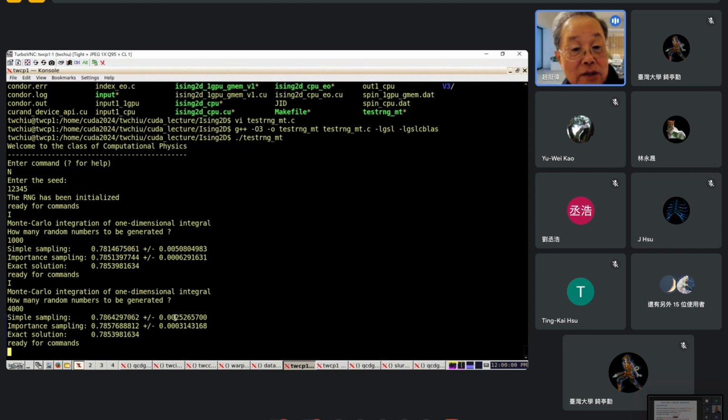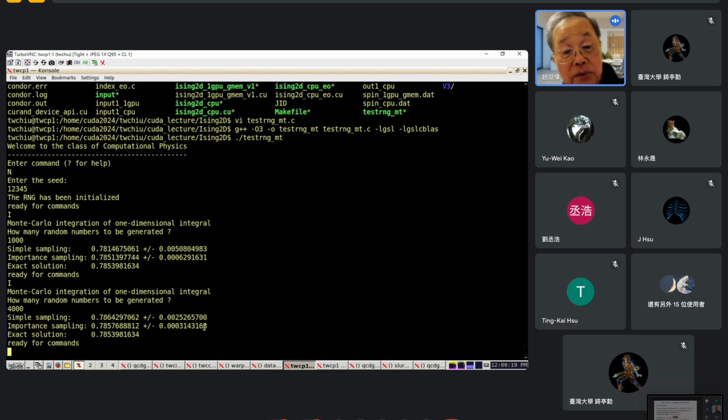Similar for the simple sampling: 5 here, and then 25. You see the error is proportional to 1 over square root of n, the number of samples.